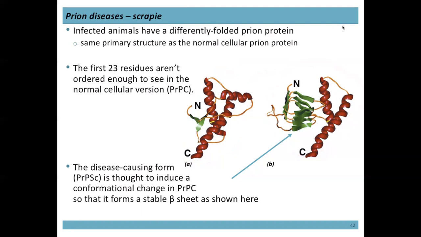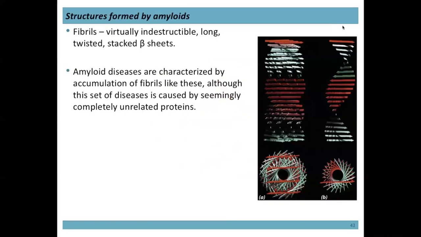It doesn't need DNA, it just needs proteins. And then what it's thought is that this protein causes other proteins to misfold, and kind of catalytically, you start to get misfolding of lots of proteins. Again, this happens in the brain, and that's not a good place to start to get these plaques or these fibrils. So you get these long aggregations of these fibers. They're virtually indestructible, long, twisted, stacked beta sheets. And again, your body can't process them.